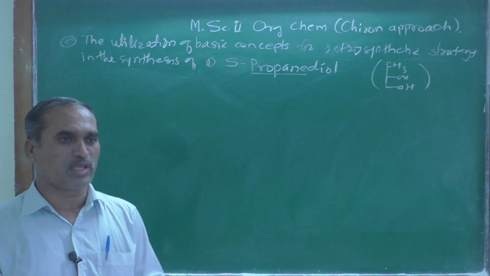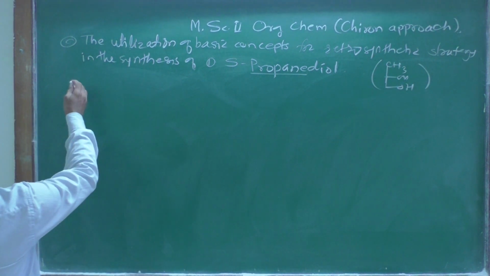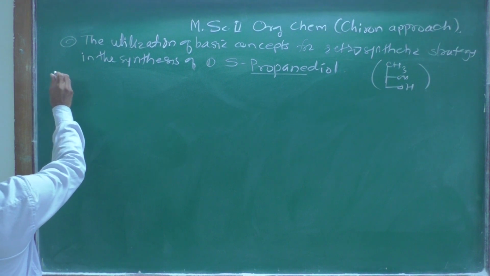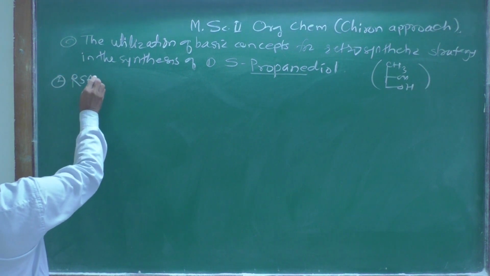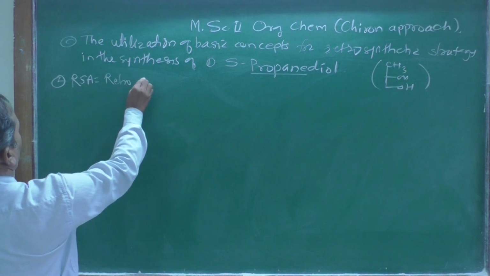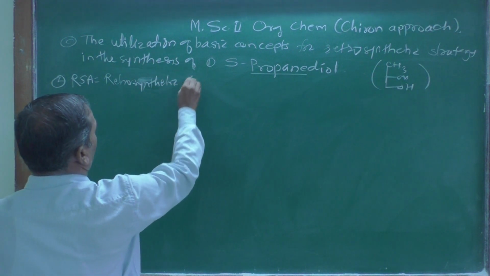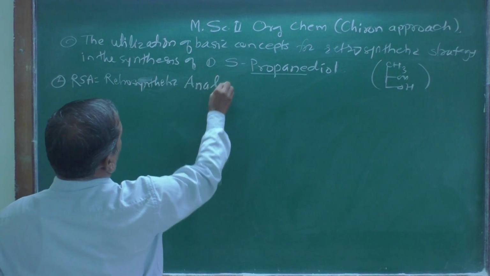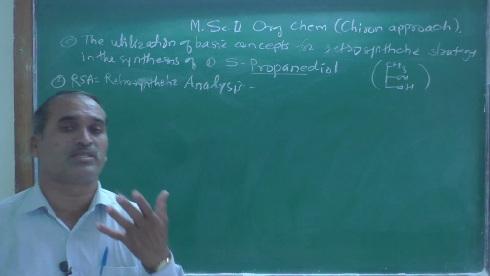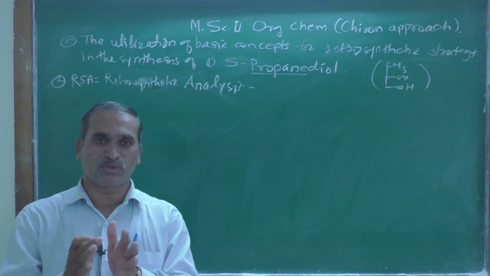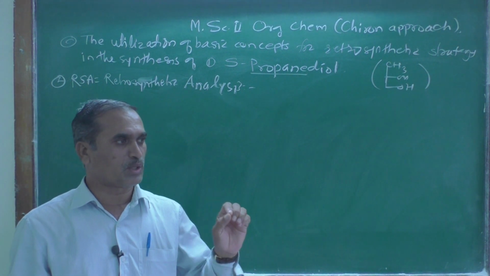This is our target molecule, right? And the first point we are going to learn, first one is RSA. RSA is nothing but retrosynthetic analysis. Retrosynthetic analysis we are going to learn here. And as we know, what does it mean? Retrosynthetic analysis means the process of breaking down the target molecule into convenient starting material.